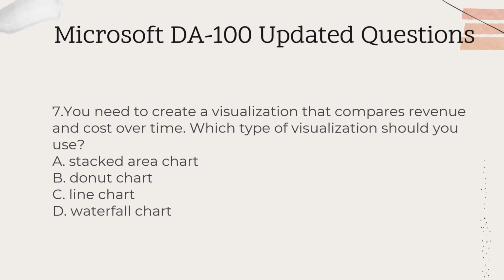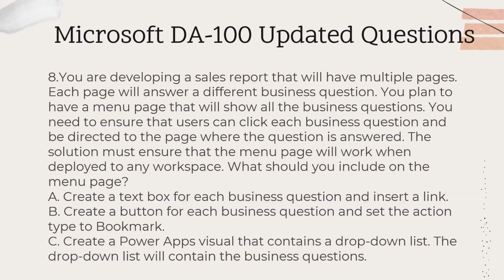7. You need to create a visualization that compares revenue and cost over time. Which type of visualization should you use? A. Stacked area chart. B. Donut chart. C. Line chart. D. Waterfall chart.